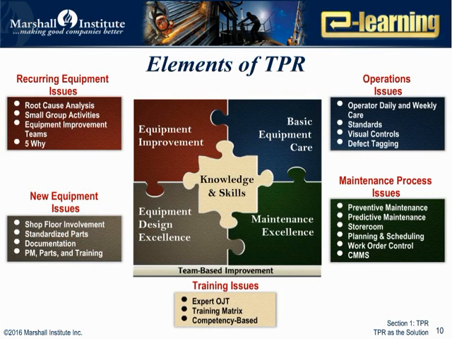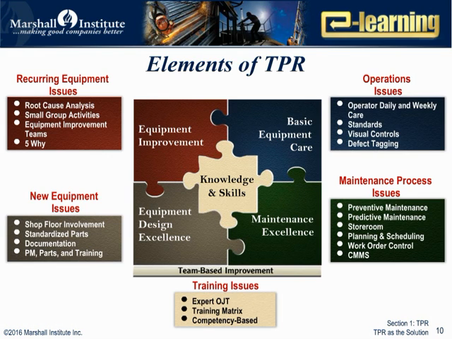The 5 elements of TPR are represented in this image. TPR addresses issues related to new equipment by focusing on equipment design excellence, ensuring the shop floor has proper representation in design decisions, and that all documentation such as PM, spare parts lists, and training documentation are included with the purchase of the assets. Recurrent equipment issues are resolved by focusing on equipment improvement, applying root cause analysis to eliminate recurrent issues, and creating solutions using small group activities and equipment improvement teams.